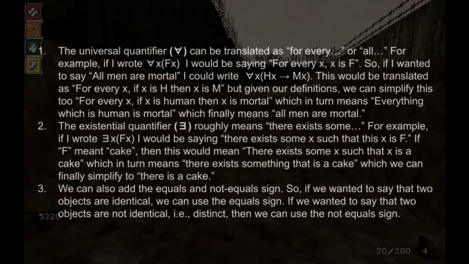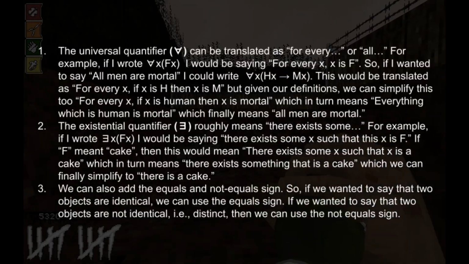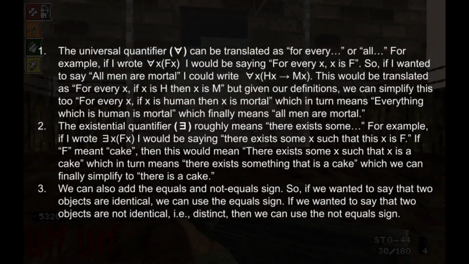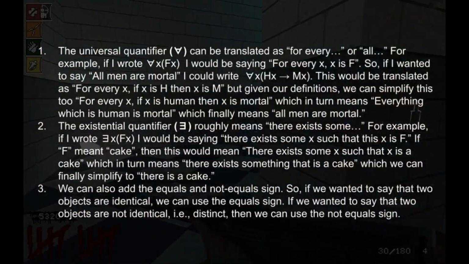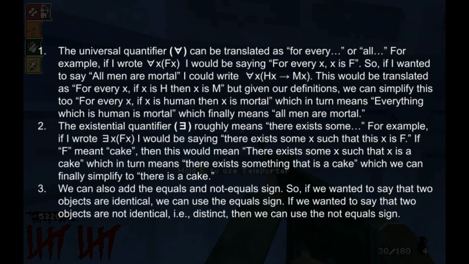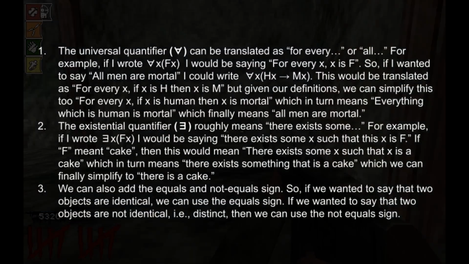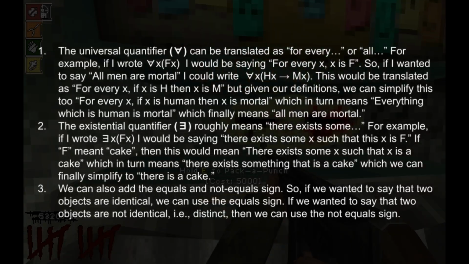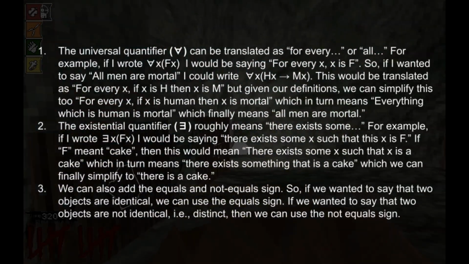So let's start first with the universal quantifier. This looks like an upside down A almost, and it can be translated as "for every" or "all" or something like that. So for example, if I said universal quantifier x, then I put F of x in parentheses, I would be saying for every x, x is F.